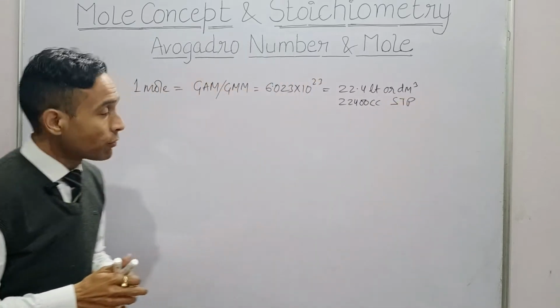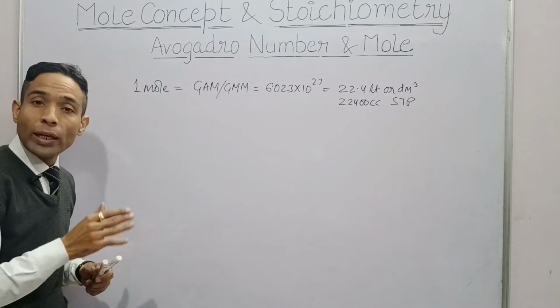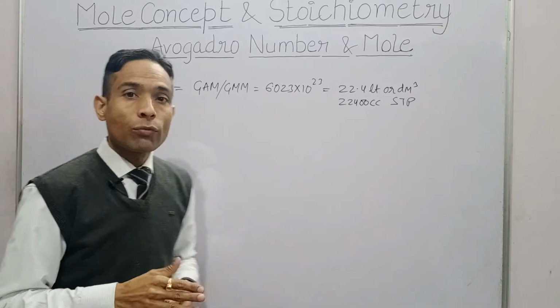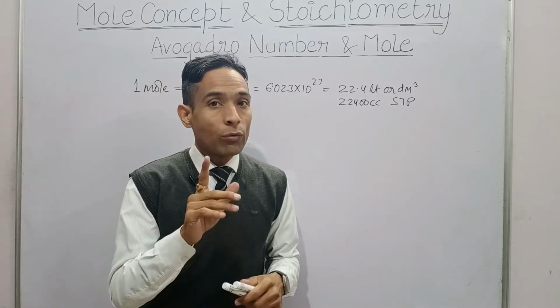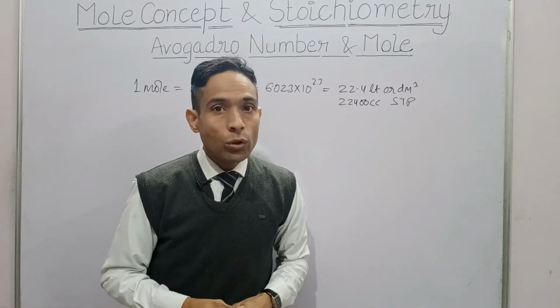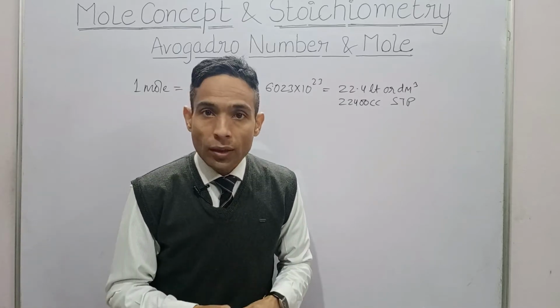So this is the first set of values. We have to remember this while doing the numericals. The second set of values will be given in the numerical where one value will be missing. We are going to find it out using unitary method.